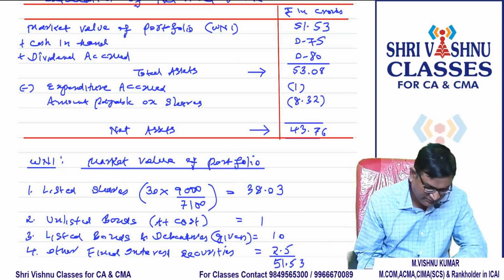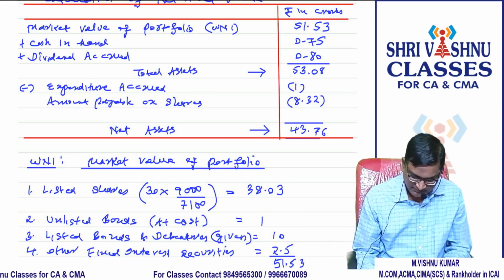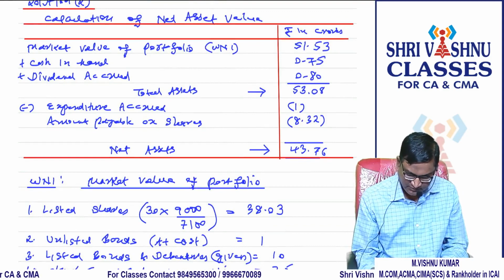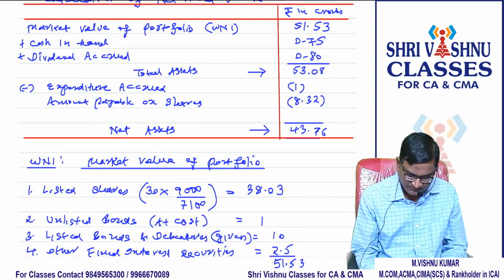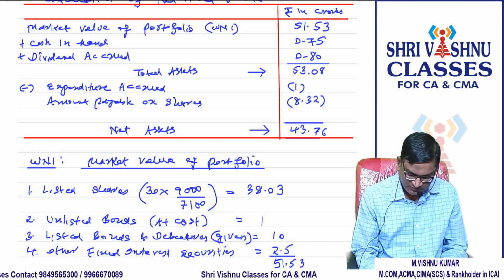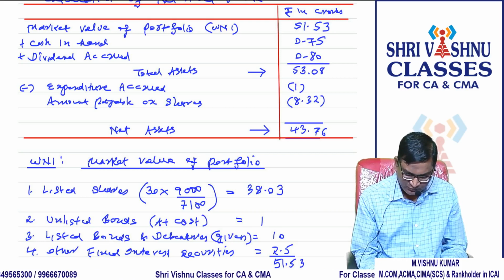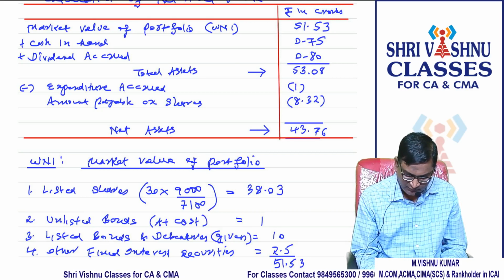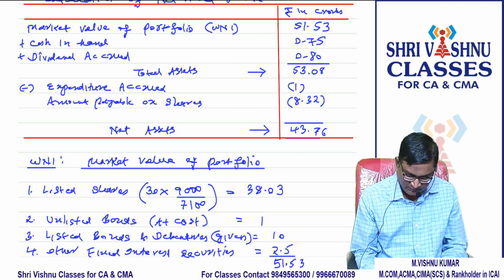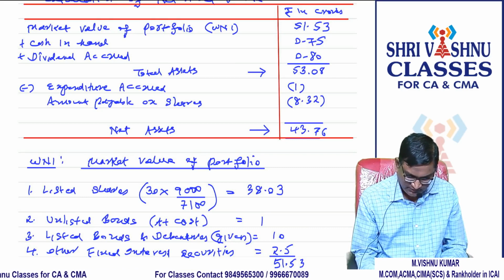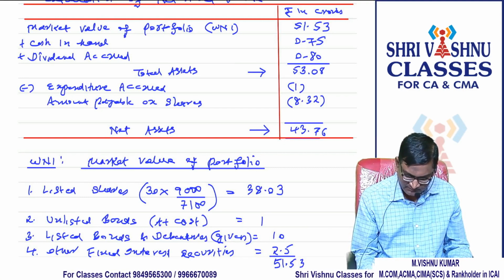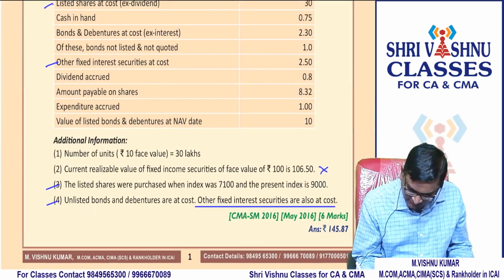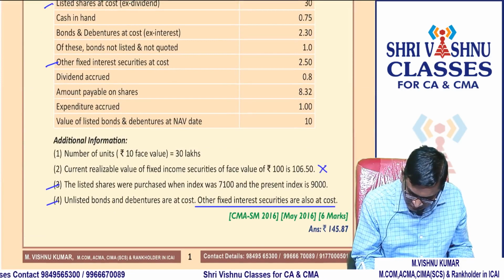Okay, right. Now we have to calculate NAV per unit. Working is completed. So listed shares, when shares were purchased index 7,100, right now 9,000, so current value will be multiplied, and the value on the date on which it was purchased will be the denominator. Unlisted bonds at cost only, listed bonds also, value is given, 10 crores. Other fixed interest securities, value is given. So this is ignored because there is no impact of this item.